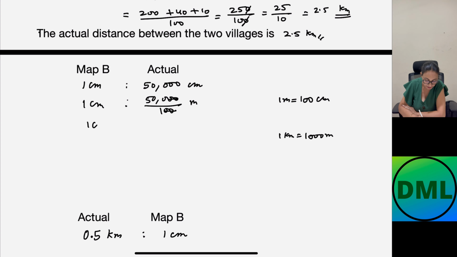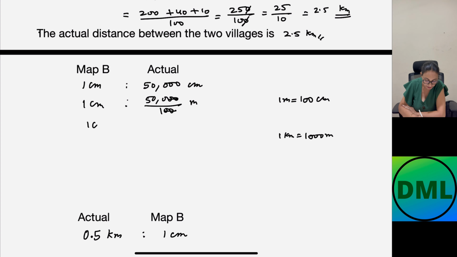I need to convert 2.5 kilometers on the map B. This is from map to the actual. I have to find out the distance on the map. That means I need to write this in the reverse order. So the actual is 0.5 kilometers is to the map B is 1 centimeter. I need to make this ratio as 1. As I told you earlier, you have to make the denominator 1. First, I will write down the answer as 1 here.